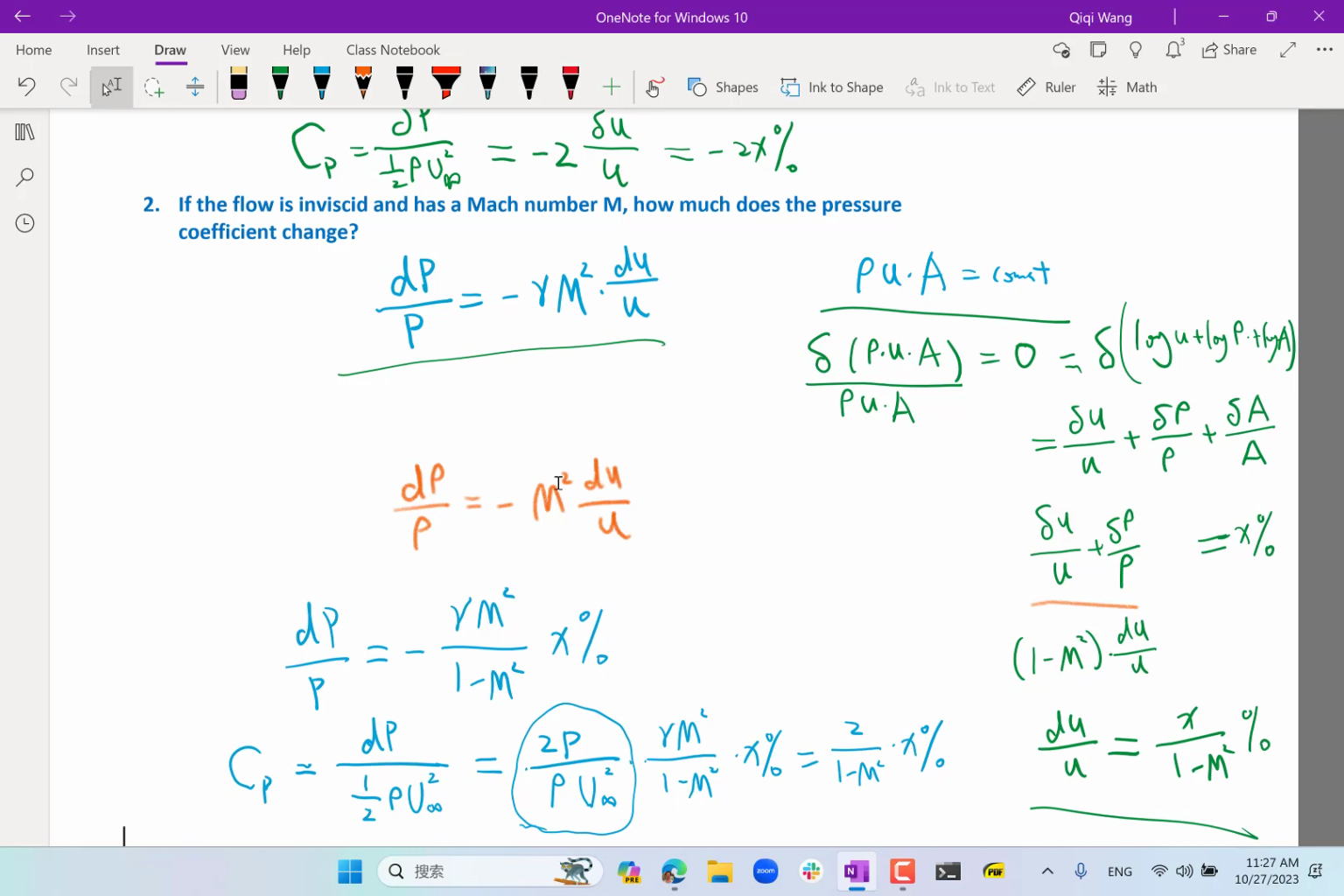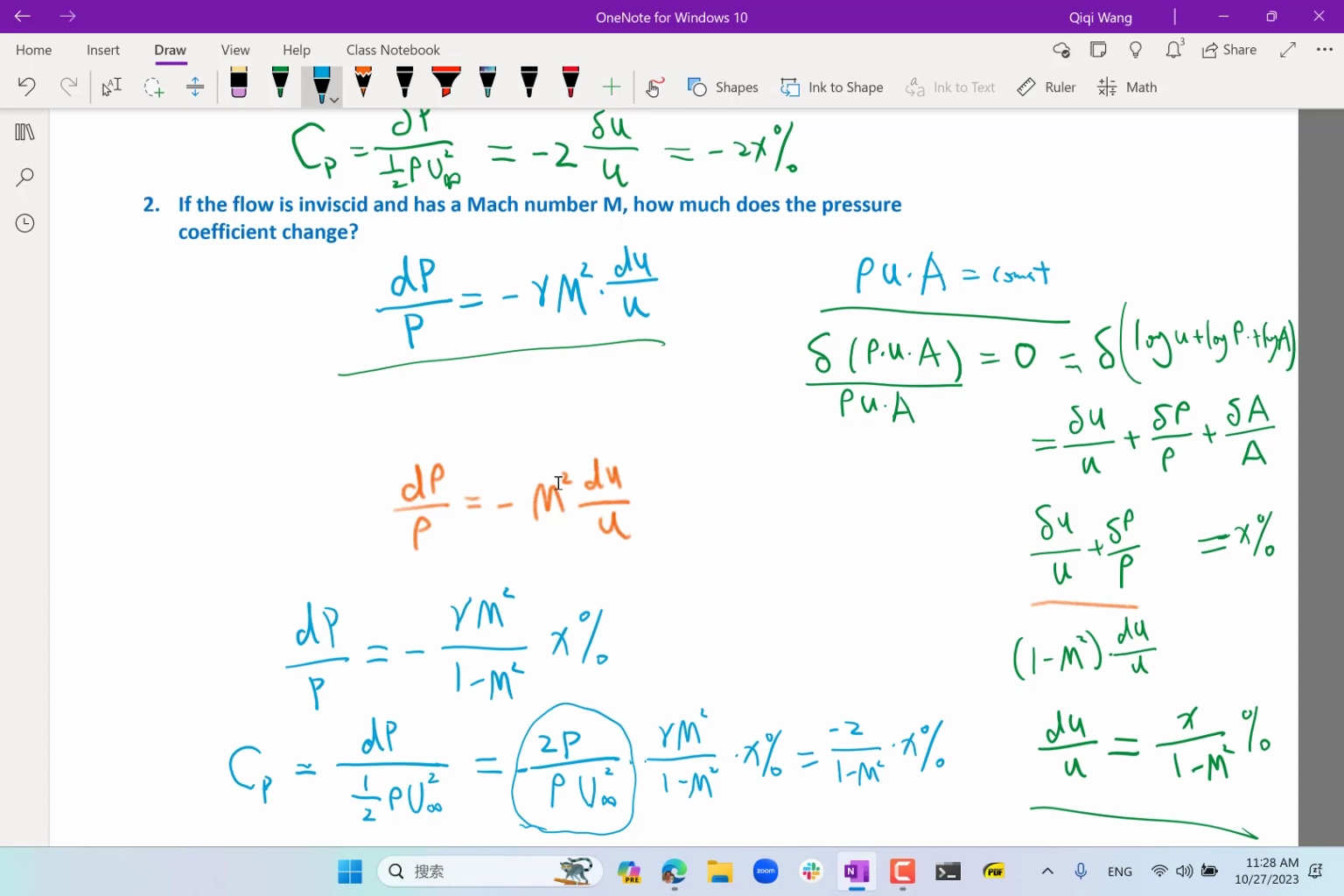I must have missed some minus sign somewhere. Oh yes, I missed the minus sign over here. Sorry for that. When I plug in dP over P, there should be a negative over here, and I have a negative over here. So basically the pressure coefficient decreases upon the contraction. And when the Mach number is equal to 0, of course 1 minus M squared is equal to 1, so we get a minus 2% out of the same geometry, which makes total sense.